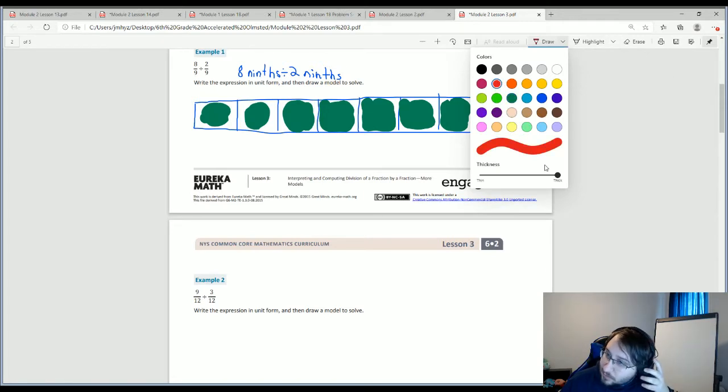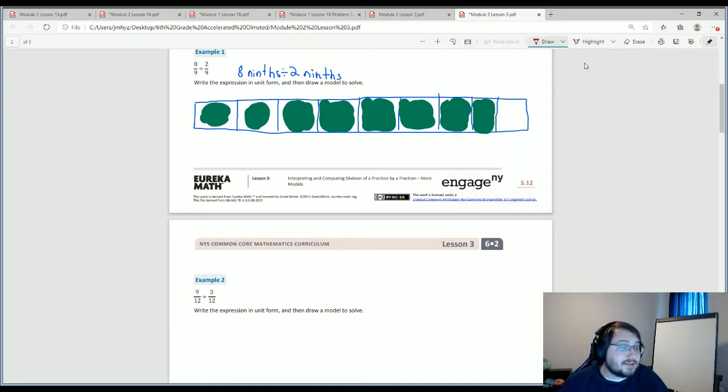Now, what's the question asking us to do? It's asking us 8/9 divided by 2/9. So that means I'm going to take my 8/9 and break them up into groups that are a size 2/9. So I'm going to break them off into groups, and each group is going to be of size 2/9. So that's a group with size 2/9.